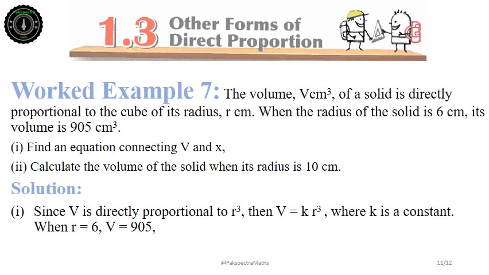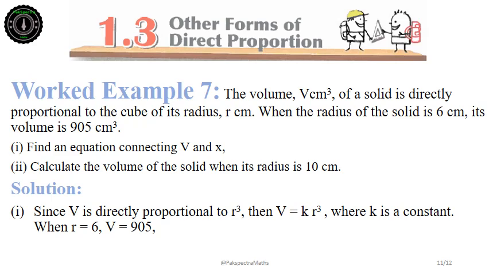This example relates the volume of a solid with the radius. So we have a direct proportionality of volume with the cube of the radius. So we have to find that constant which relates the volume and the radius as the cube of the radius by using the data such that when the radius is 6 centimeter, it yields the volume equal to 905 centimeter cube.